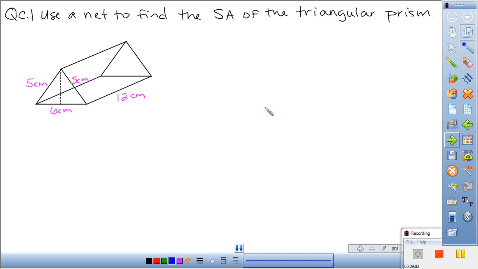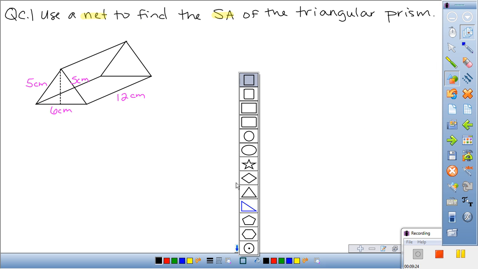So moving on to quick check 1. Here it gets a little more complicated. We just dealt with a cube. That was a pretty simple shape to find the surface area for. So let's get a little more complicated here. They want us to use a net to find the surface area of this triangular prism. So the first thing I need to do then is draw that net. So let me start with drawing my net.